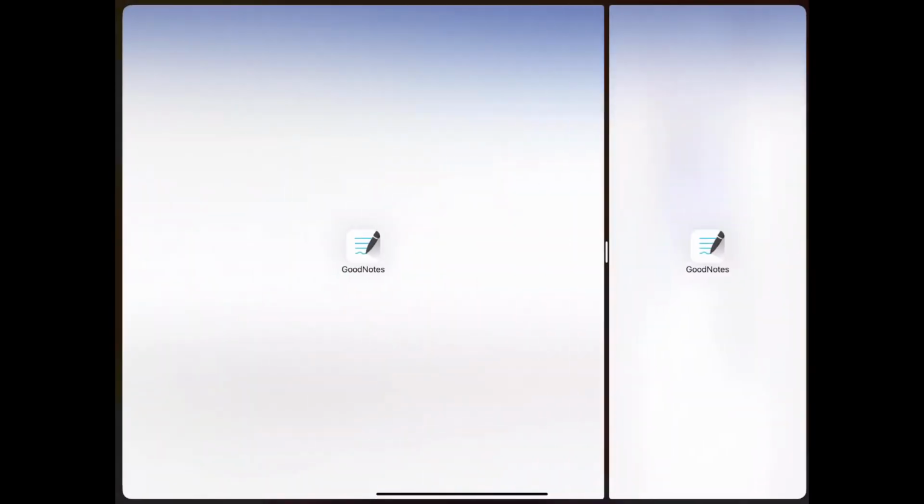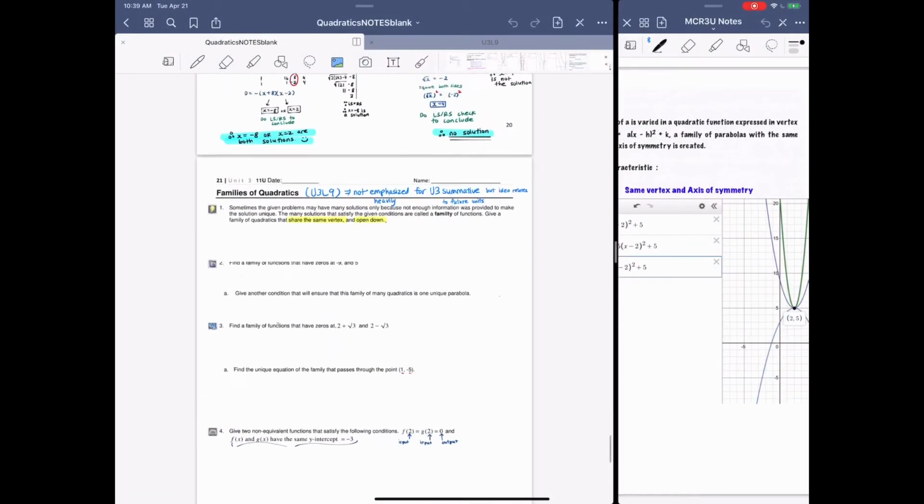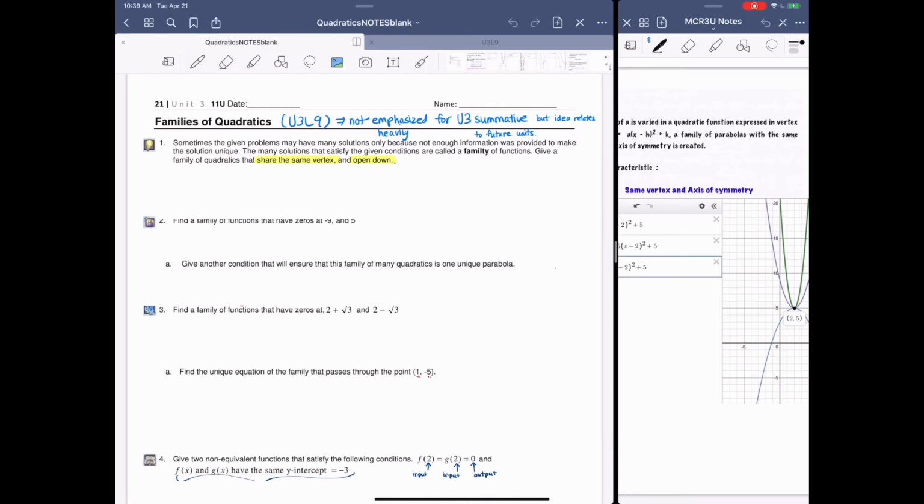So with that in mind, for families of quadratics, it's not really emphasized heavily for the Unit 3 summative, just to give you a heads up, but there are little ideas that might be helpful for future units. Number 1, sometimes the given problems may have many solutions only because not enough information was provided to make the solution unique. The many solutions that satisfy the given conditions are called a family of functions.